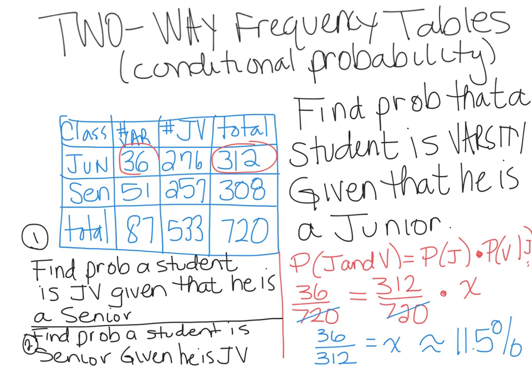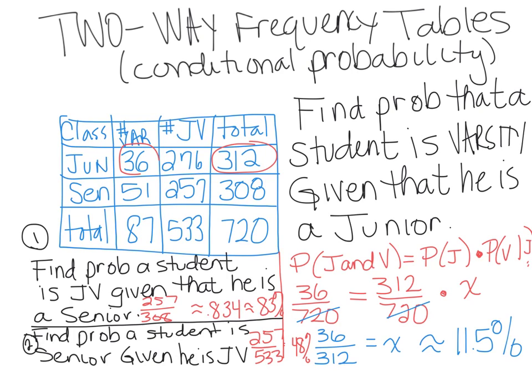Number one, find the probability that a student is JV given that he is a senior. Number two, find the probability a student is a senior given that he is JV. So you always have to ask yourself what comes first, and it's always the thing that follows the given that. That's always going to be your first event. Try and work those out and see if you get the right answer, and they will be two different answers. Pause it because I'm about to put the answer up.